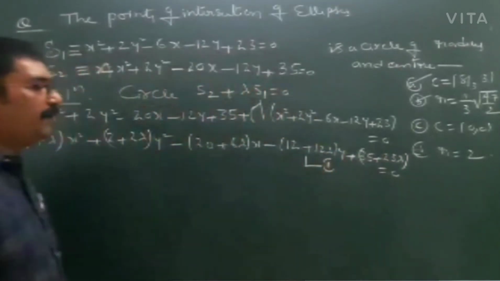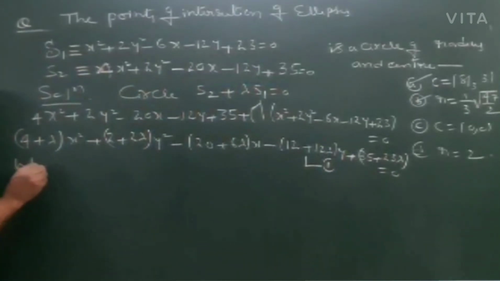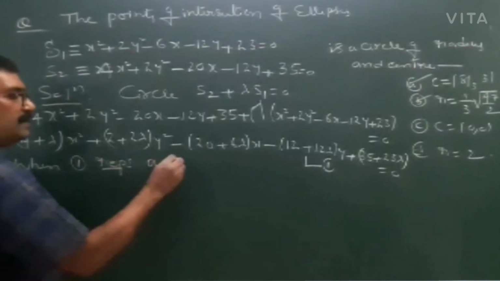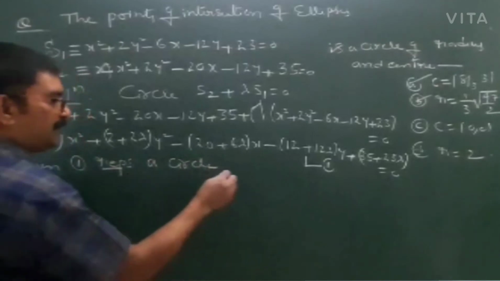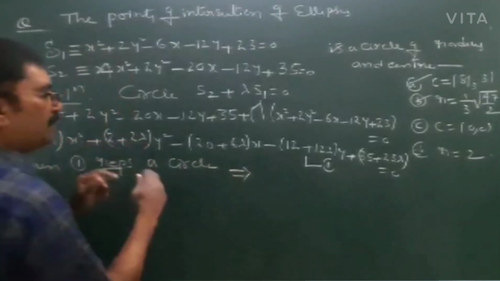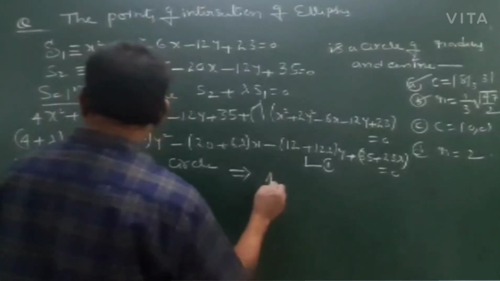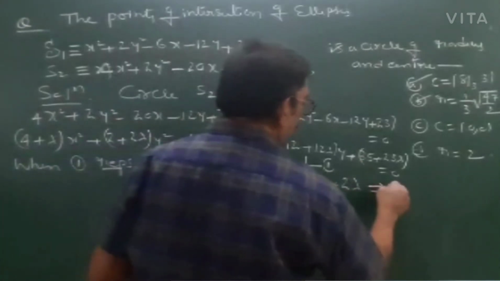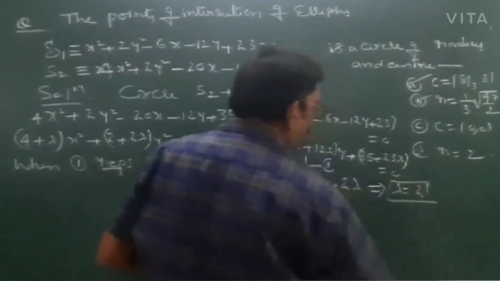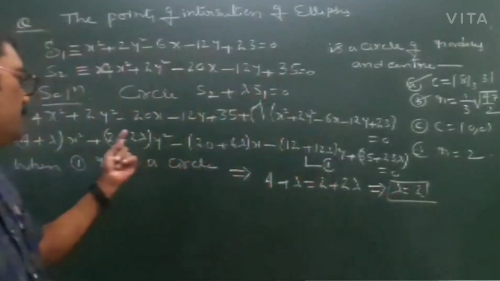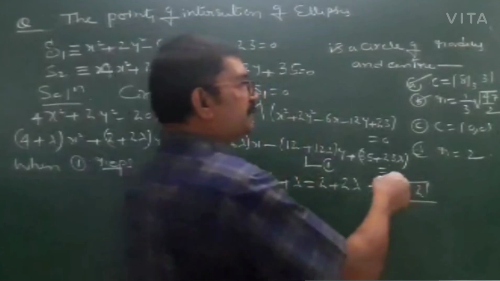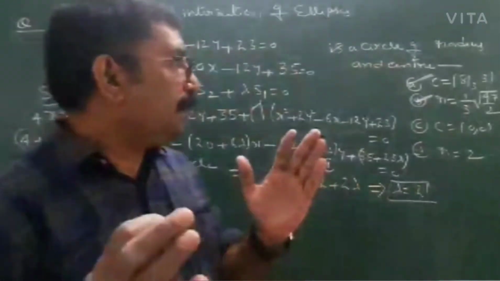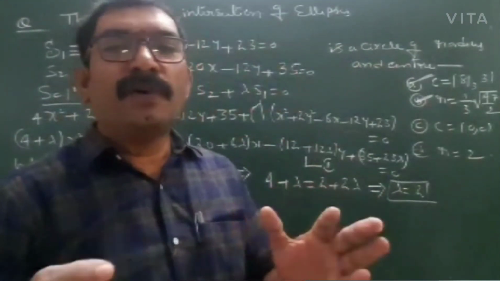This is the equation of a circle when one represents a circle, which implies the coefficient of x square is equal to the coefficient of y square. So 4 plus lambda is equal to 2 plus 2 lambda, so I can write lambda is equal to 2. Take lambda is equal to 2 and substitute. You are going to get the center as 8 by 3 comma 3 and the radius is 1 upon 3 into square root of 47 by 2.